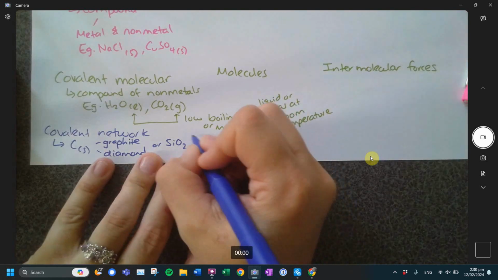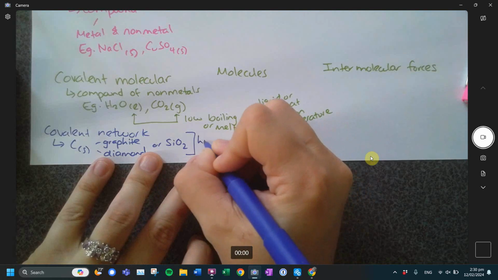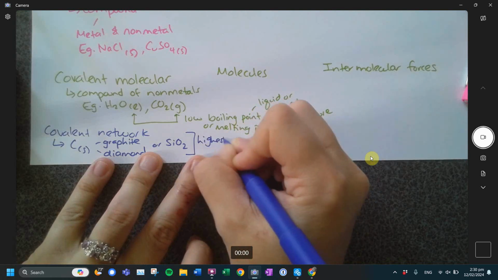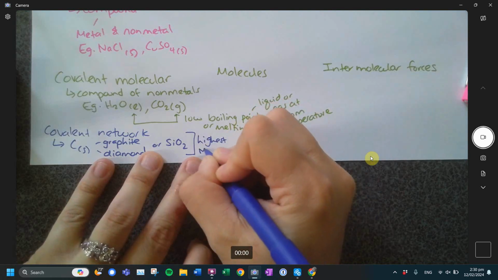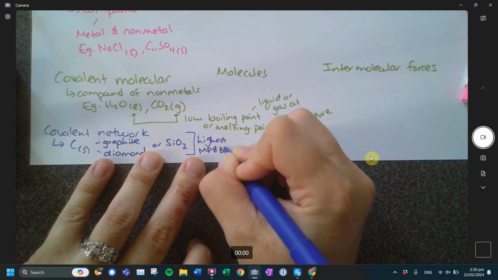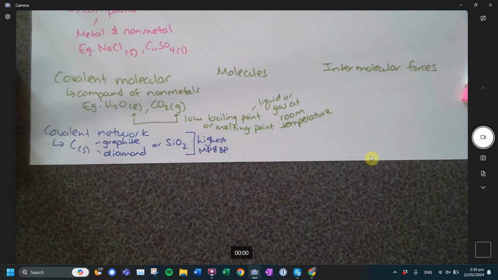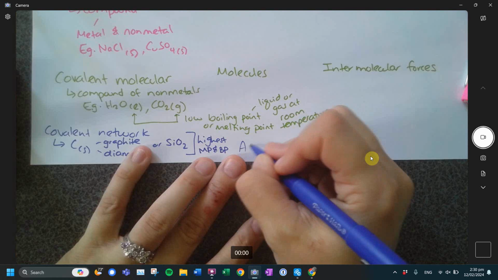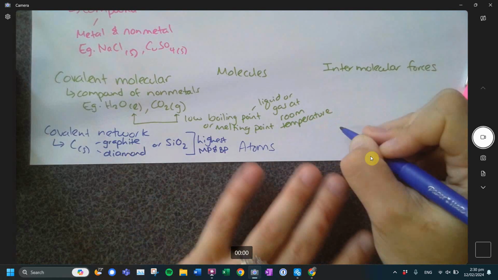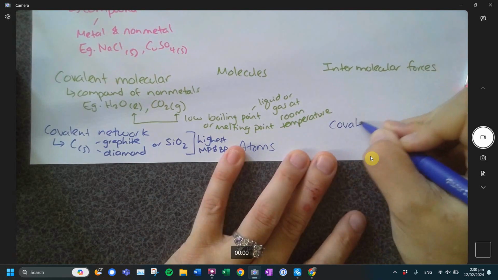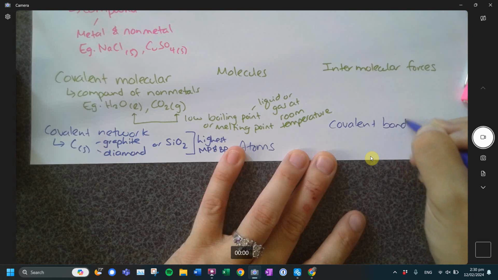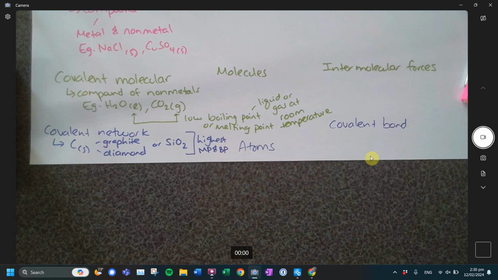And these, you will find them because they have the highest melting point and boiling point. These are also made up of atoms, and their bond would be the covalent bond. And I have a Gimkit all set up to help you practice these things.